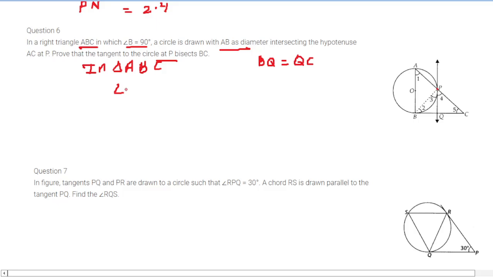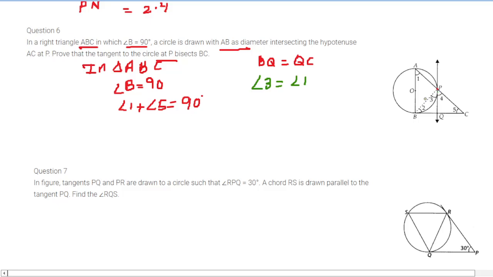Angle 3 will be equal to angle 1 because angle between the tangent and the chord equals angle made by the chord in alternate segment. This angle 3 is the angle made by the chord BP and tangent PQ, and angle 1 is the angle made by same chord in the alternate segment. So these two angles are equal. So we can say that angle 3 is equal to angle 1.